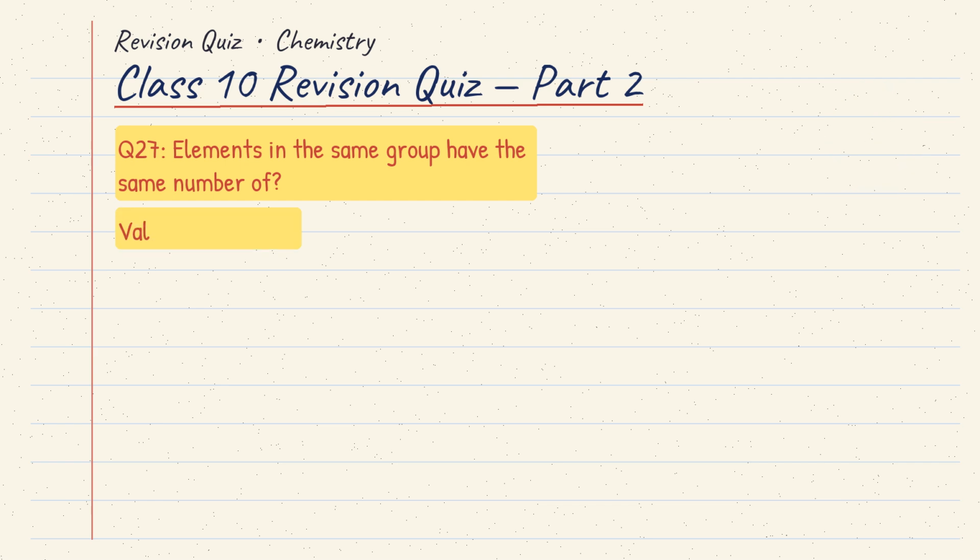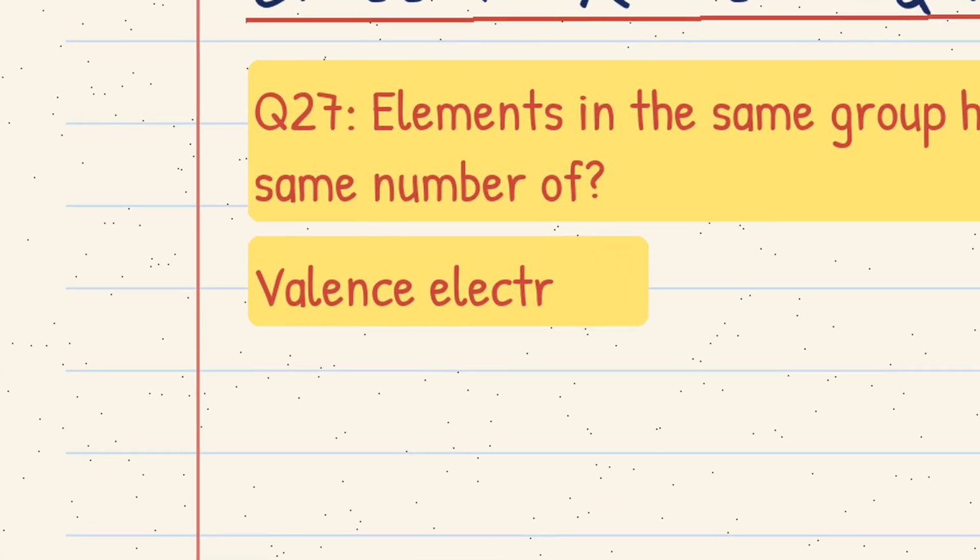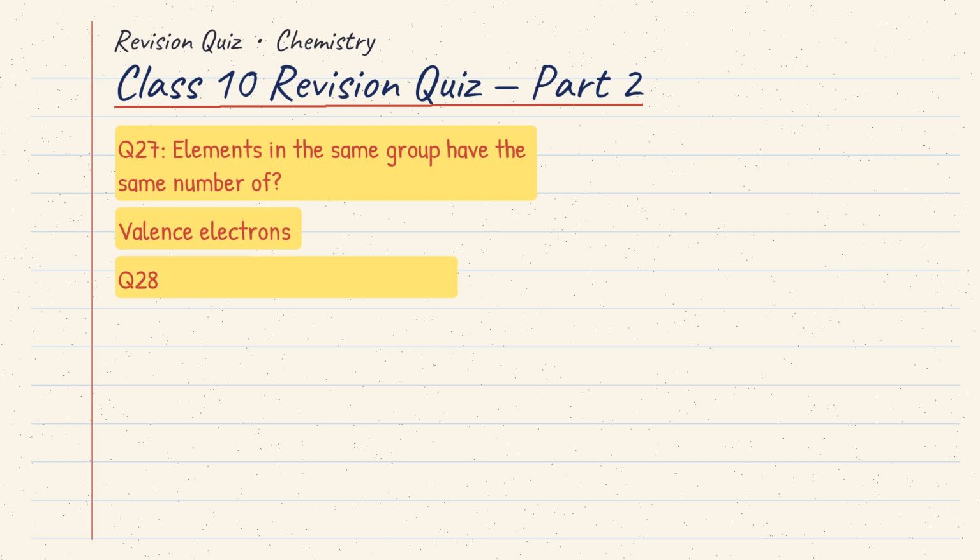The answer is valence electrons. So they have similar properties. Question 28. Across a period, atomic size?